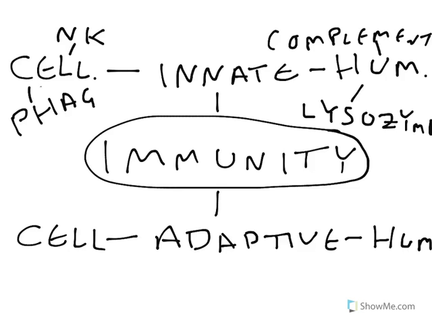Considering the adaptive immune system, the two major cell types found in the adaptive immune system are B cells, which, as you might know, make antibodies, and T cells, which facilitate that process amongst many other functions. And of course, the major humoral effector in the adaptive immune system is the antibody.